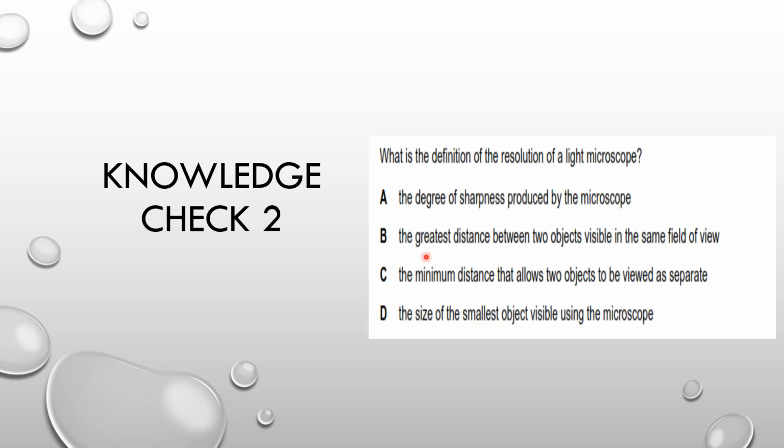This is knowledge check 2. What is the definition of resolution of a light microscope? Pause the video and try it. A says the degree of sharpness produced by the microscope. Nope. The greatest distance between two objects visible in the same field of view. Nope. The minimum distance that allows two objects to be viewed as separate. Makes sense. The size of the smallest object visible using the microscope. Now, resolution is the ability to distinguish between two separate objects. So the answer is C.